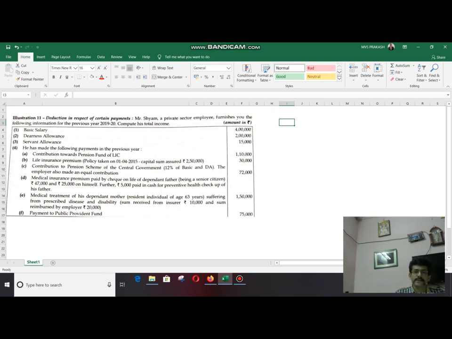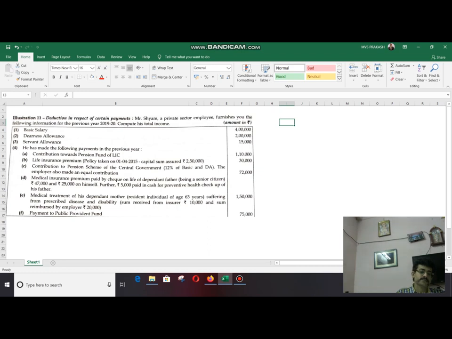So here, 5,000 rupees is the preventive health checkup. Now, on whose health was the preventive health checkup incurred? Being a senior citizen, what is the limit? 50,000. 47,000 plus your preventive health checkup, 52,000. But the Act says restricted to 50,000. So here, 50,000 is the health premium in the hands of the father, and 25,000 in the name of the assessee. So total put together, 50 plus 25, 75,000 rupees is the amount of deduction under 80D.